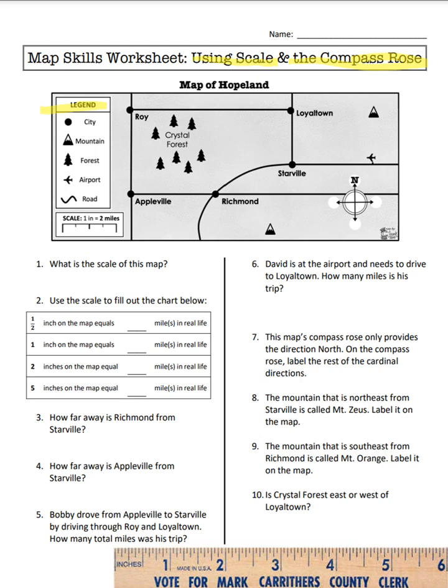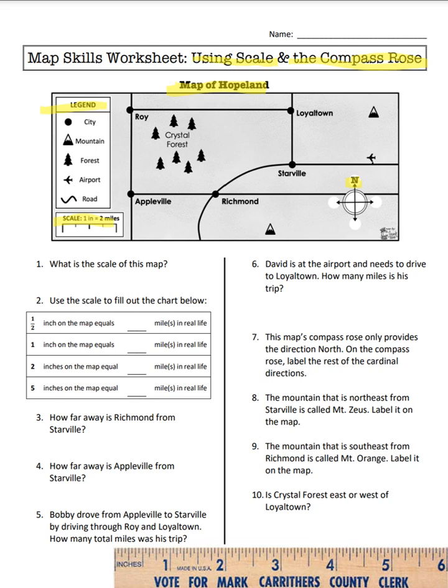Today, the first lesson is Map of Hopeland. I always look at my title, Map of Hopeland. I look at my map, I see a compass rose, I see a legend, I see a scale. I see some cities, I see a forest. I'm telling myself that this is a political map of some sort, mainly because it's got man-made items. So that just gives me a heads up of what kind of map I'm working with. All right. So now I can go ahead and start answering the questions.